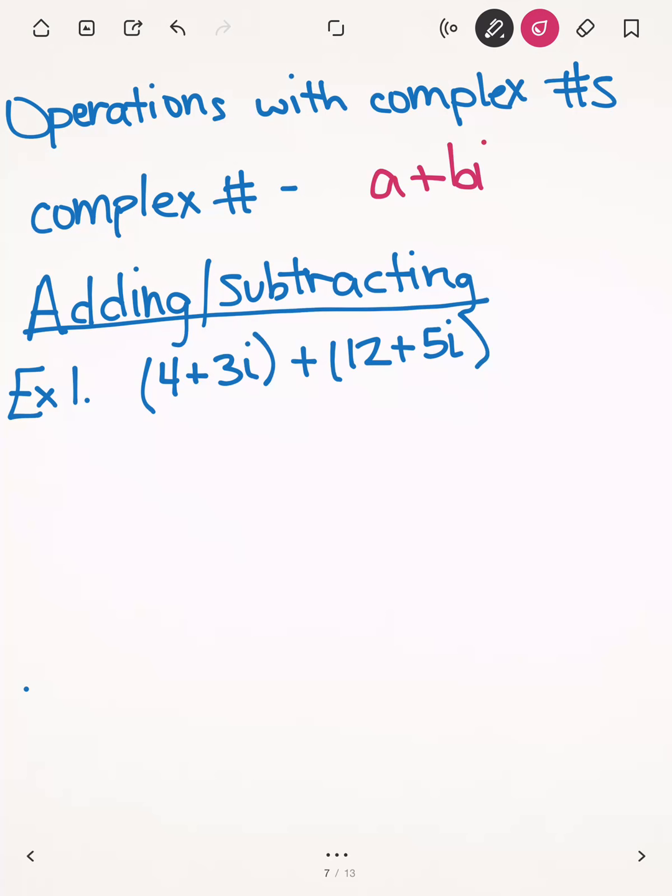So when we add and subtract, we combine like terms. So 4 and 12 are the like terms because they do not have an i with them. So 4 plus 12 is 16. Then I combine my i's, my imaginary parts. So 3i plus 5i is 8i. So my answer is 16 plus 8i.